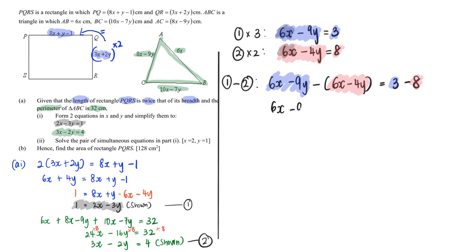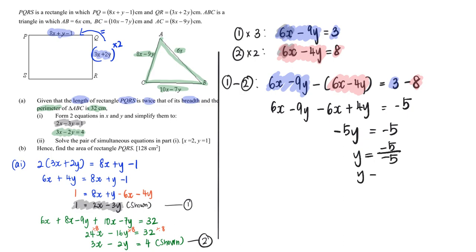So let's continue to simplify. Negative 9y, positive 4y, negative 5y; 6x minus 6x equals 0. I will get negative 5y equals negative 5, so y equals 1. And once I have my y, I will then be able to find my x, because I just need to substitute into any of the equations. I'm going to substitute into my first equation.